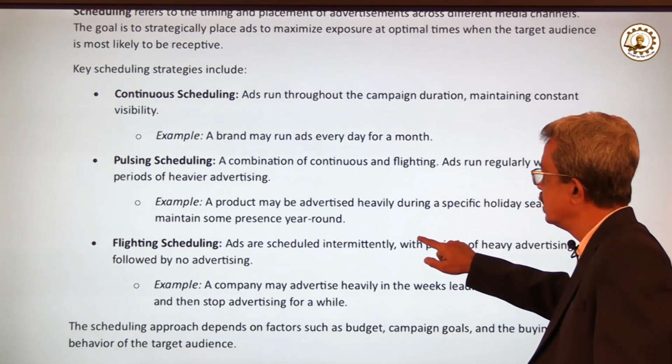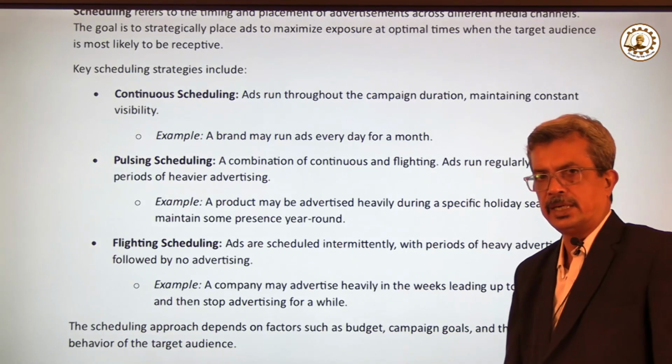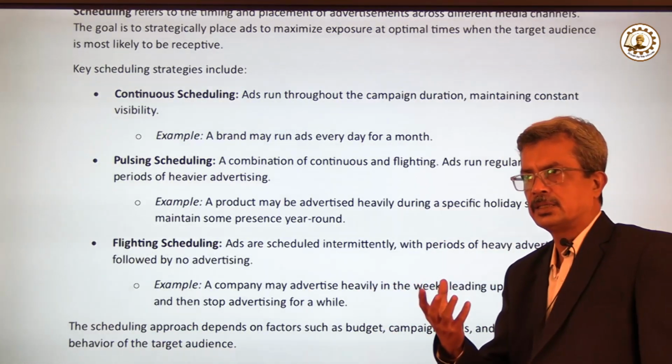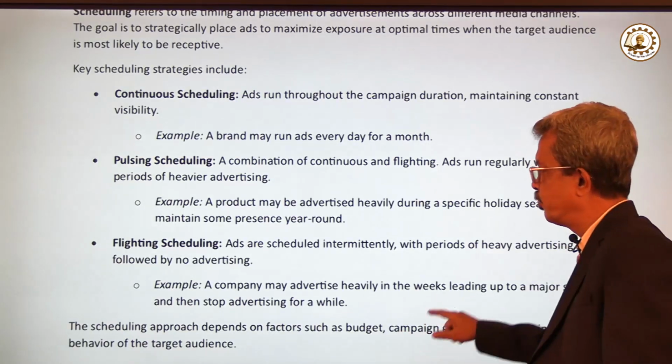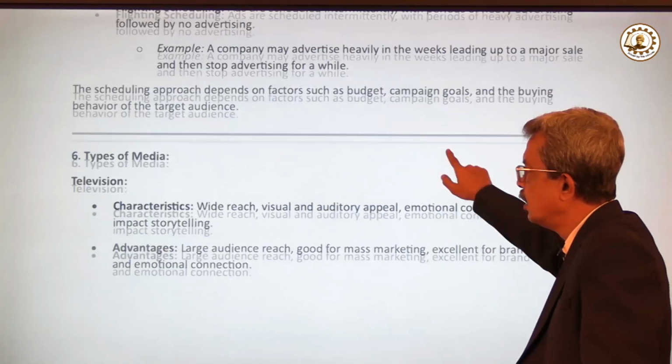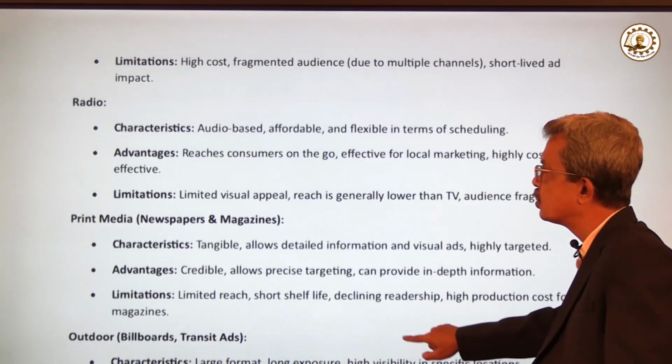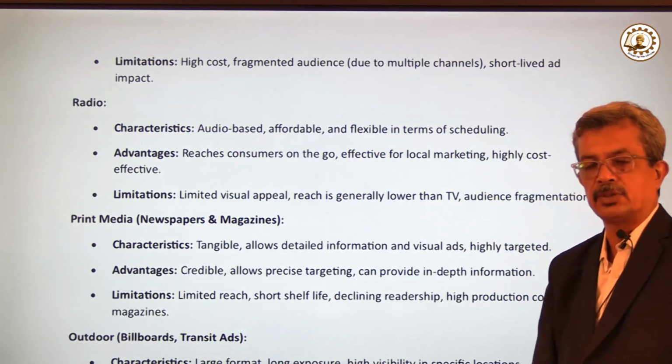Pulsing is basically for a specific period. It doesn't come the entire year. It is considered towards a very specific period. Types of media, we talked about television, radio. Here you talk about advantages and limitations. That was a part of the question.